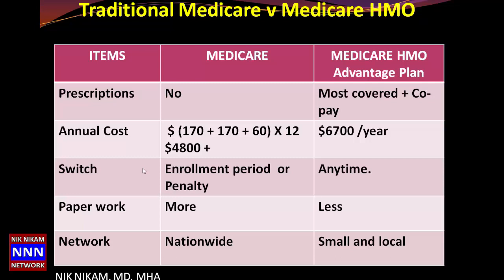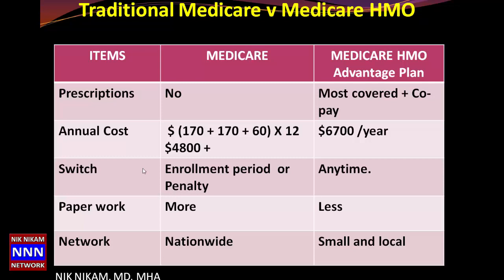On one hand, the Medicare traditional plan with full coverage with supplemental insurance and prescription plan may cost you approximately $5,000. Here you have the choice of doctor, you have the choice of a hospital. It is nationwide and you don't need any referrals, you don't need any authorizations.